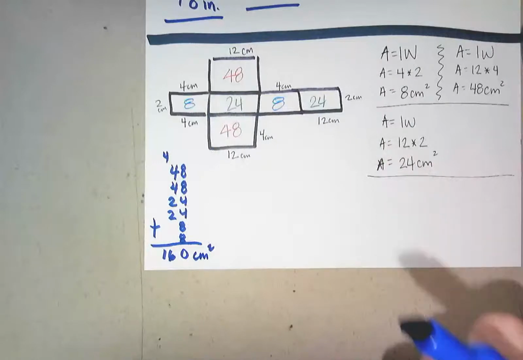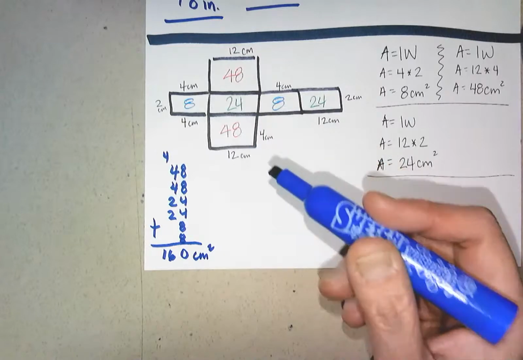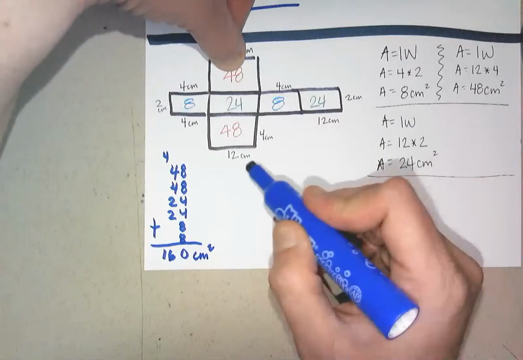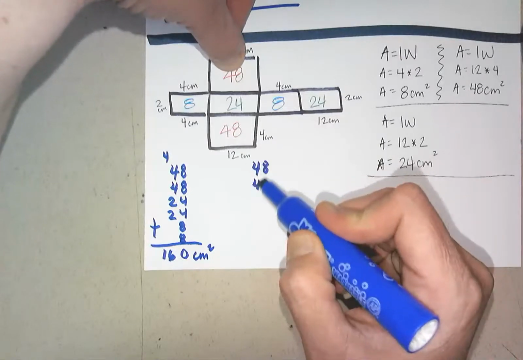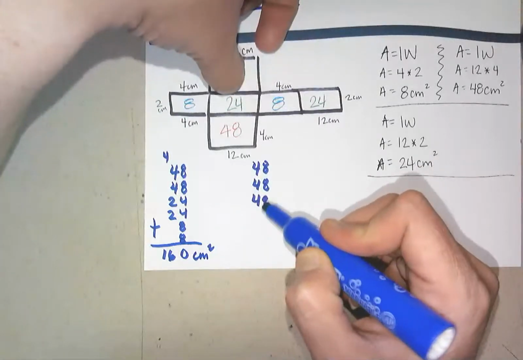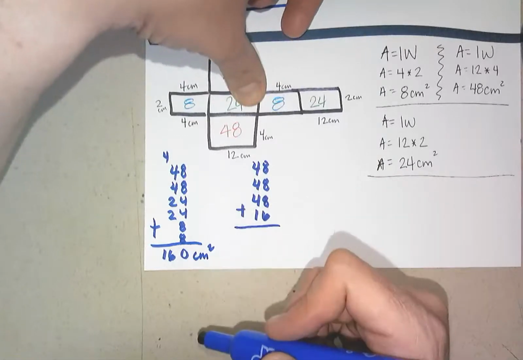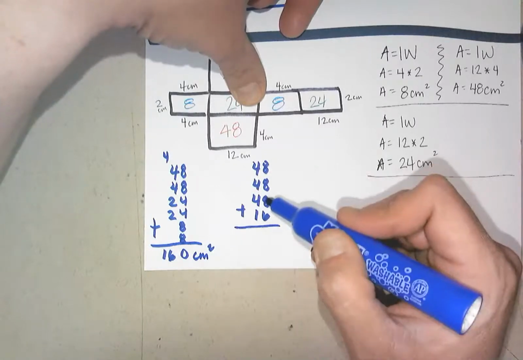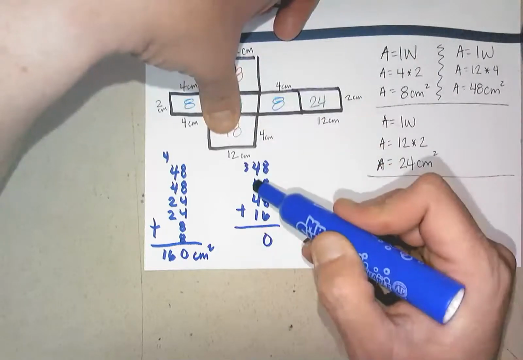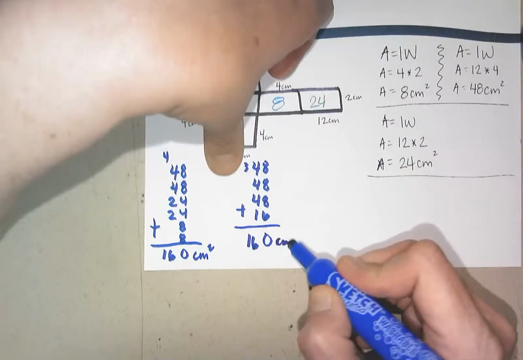If you're more confident in your adding skills and you can add stuff in your head really quick, right here, I probably would have gone 48, 48, and then I know that 24 and 24 is 48, and I know that 8 and 8 is 16. And so if I do this right, I should get the same answer of 160. So 8, 8, 8, that's 24, 25, 26, 27, 28, 29, 30. So I carry my 3. 4, 4, 4 is 12, 13, 14, 15, 16. Okay, so I did prove it. I got the same answer.